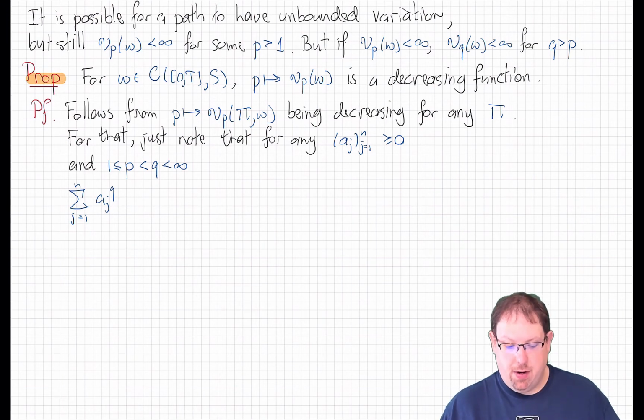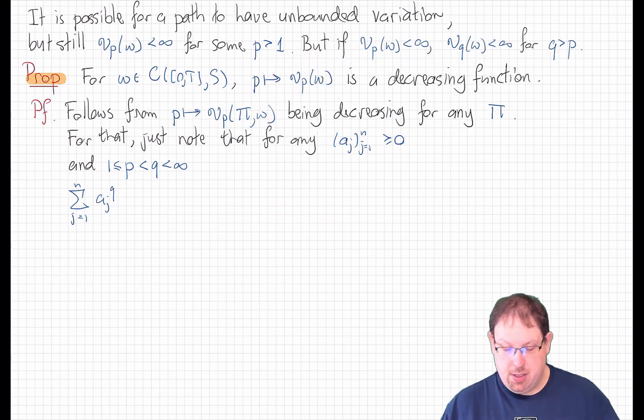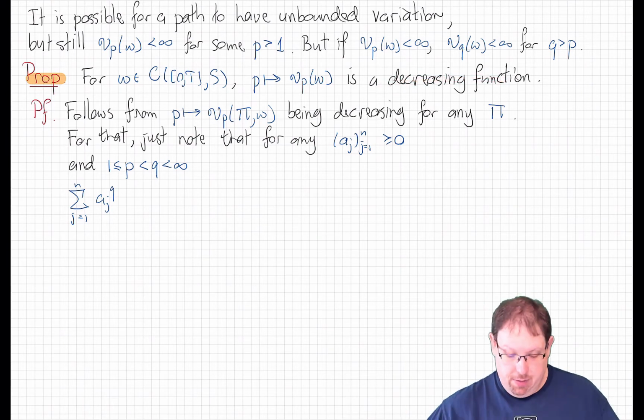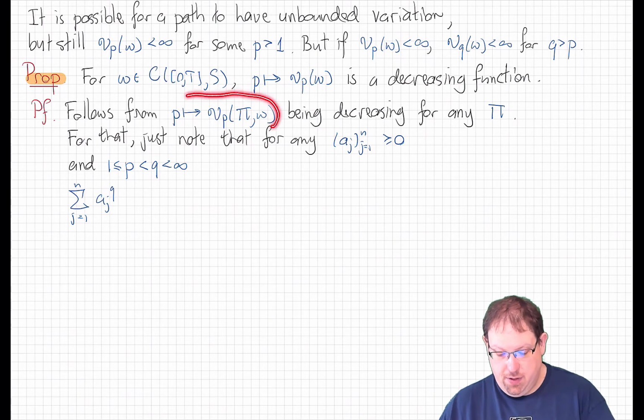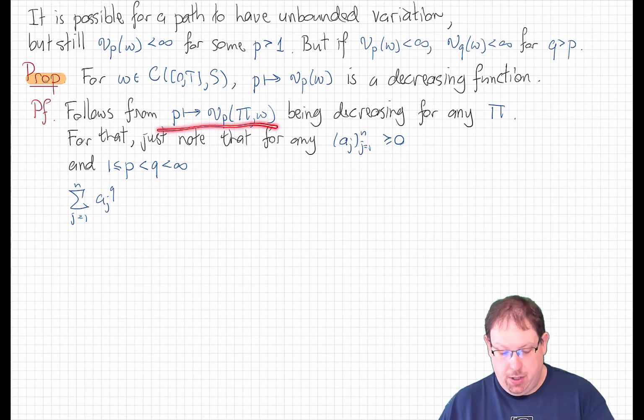And that is because for any fixed path, omega, on a compact time interval, the function of p, that is the p variation of that path, which is a function taking values in the positive or infinite numbers, is a decreasing function of p. So if it's ever finite, then it will stay finite for all further p's later on. To prove that, we're just going to prove that for each fixed partition of the interval from 0 up to t, the function that maps p to the p variation of the path on that partition is a decreasing function of p, and you can therefore take the supremum over all partitions of both sides of the inequality that this tells you comparing p to q to get this statement here.